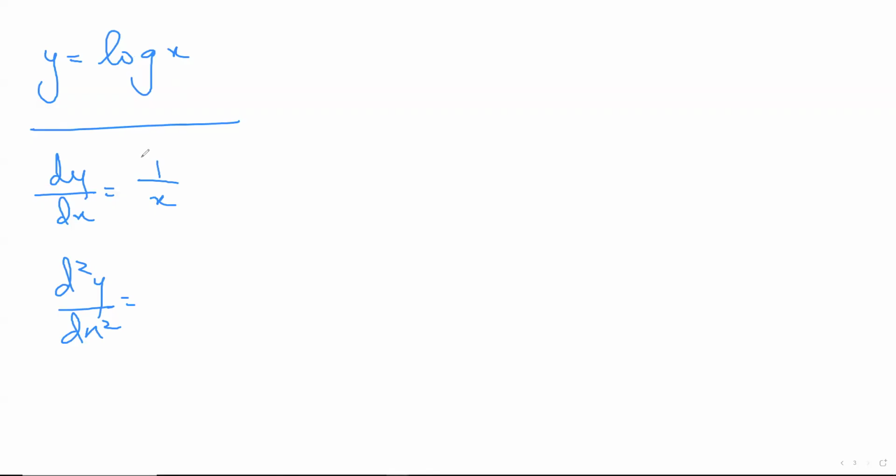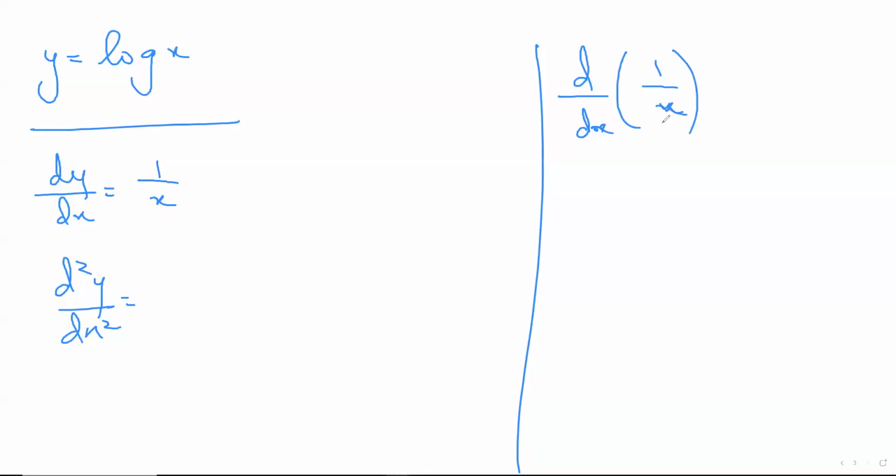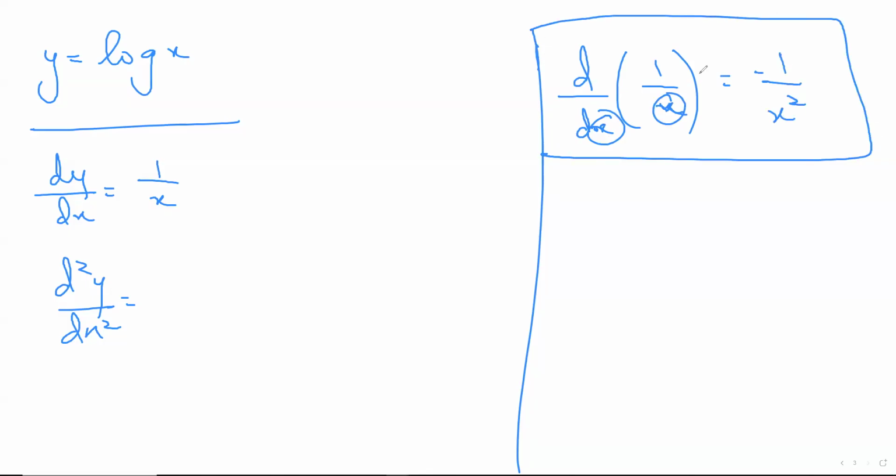Listen, I'll give you a formula directly. Differentiation of 1 by x with respect to x, the answer is minus 1 by x square. Go back and write this on your formula sheet. Don't forget, differentiation of 1 by x is minus 1 by x square. Remember this. It will save you a lot of time.